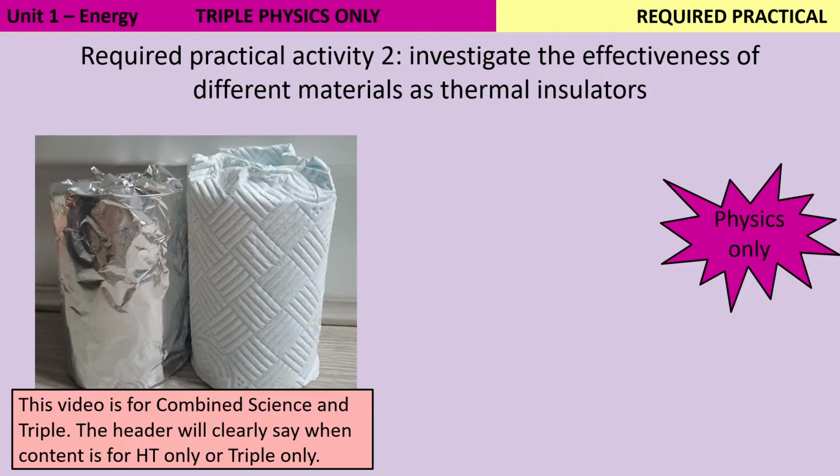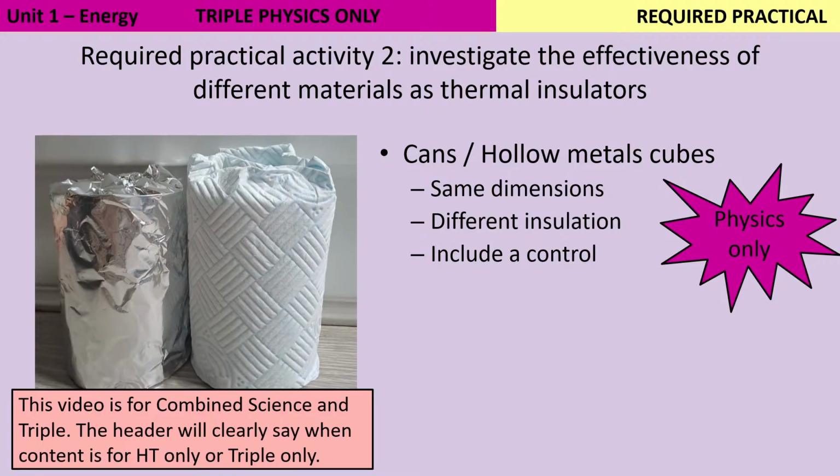You start out with a series of metal cans or hollow metal cubes, and these need to have the same dimensions and be made of the same material. So these are going to be control variables. But they're going to differ in the type of insulation that you wrap around them. You might also include one can that doesn't have any insulation at all, and we would refer to that as a control. Don't mix it up though with control variables. So control variables are things that are the same for every single experiment, whereas a control is something where we haven't applied any insulation at all.